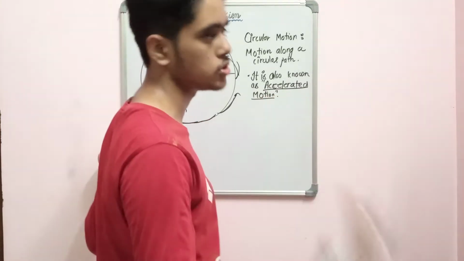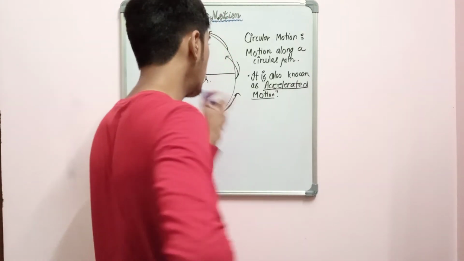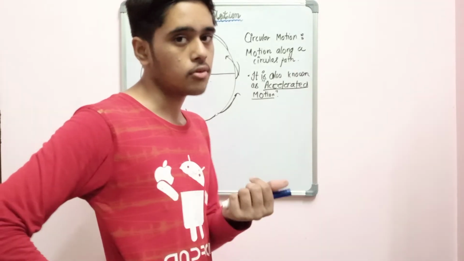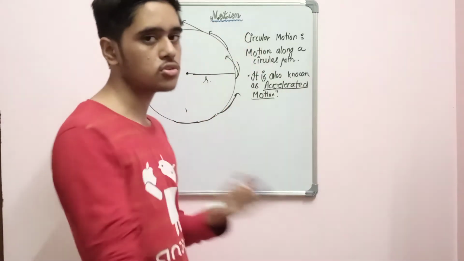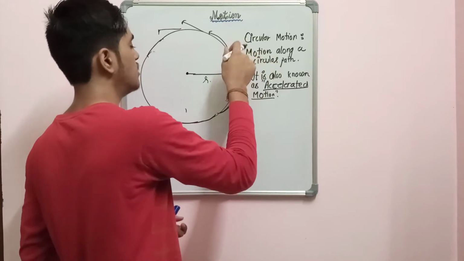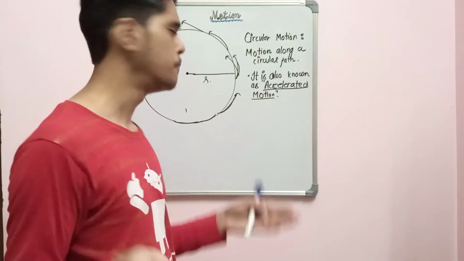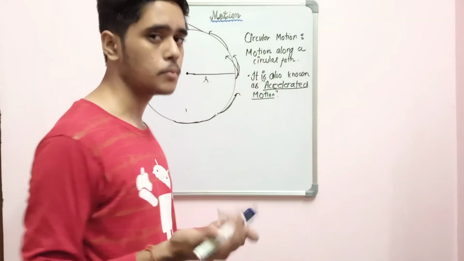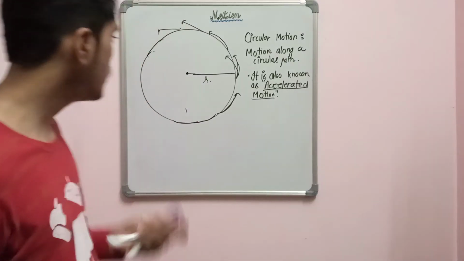We call it accelerated motion because acceleration is a vector quantity, and a vector quantity has direction as well. Velocity is also a vector quantity, so at each interval it changes its direction. If direction is changing, definitely acceleration is there, because velocity is a vector quantity.